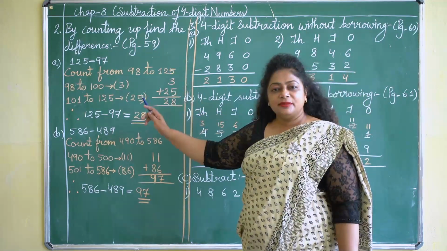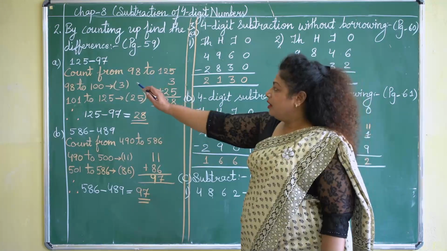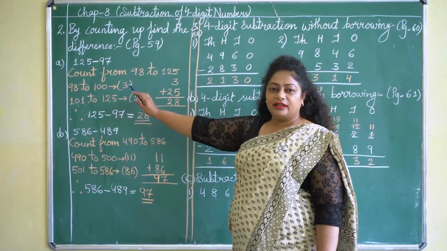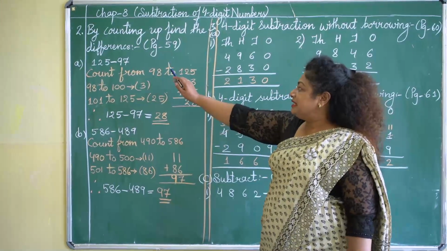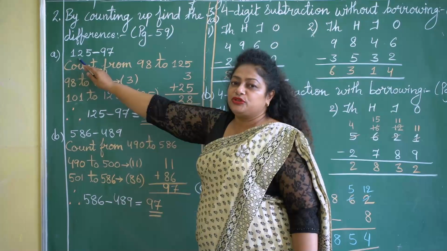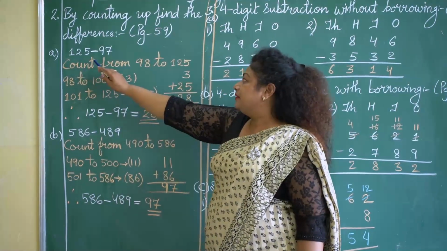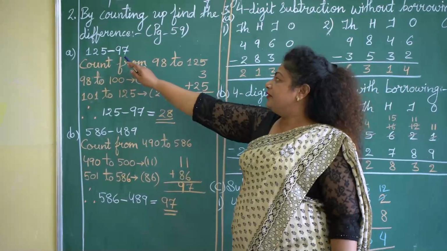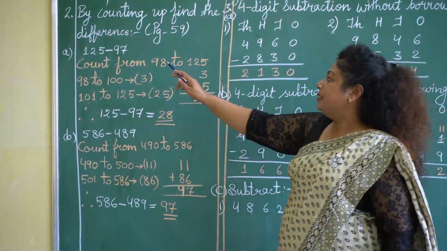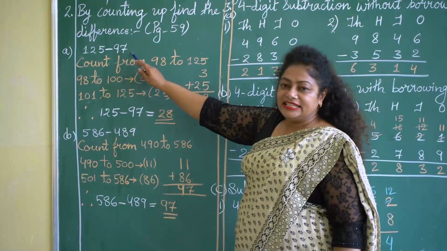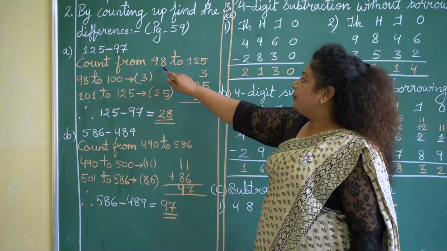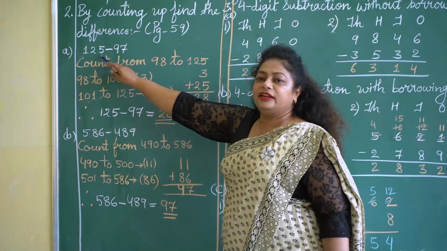So the first sum given to you is 125 minus 97. Now we have to see this number first. The first number given to you is 125. Okay. And the second number given to you is 97. So we have to start counting from the number after 97. The number after 97 is 98. So we have to count from 98 to 125.